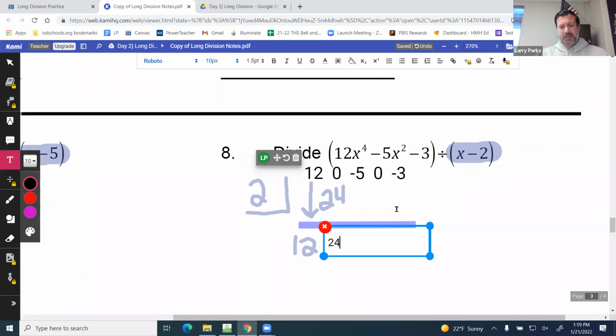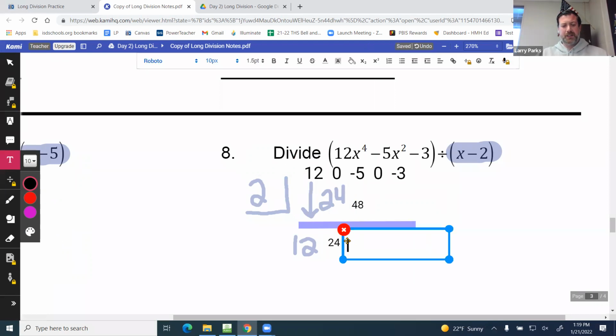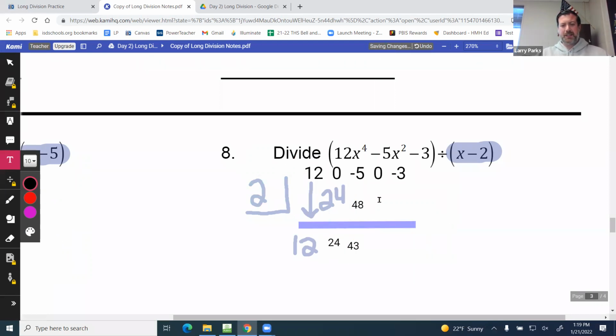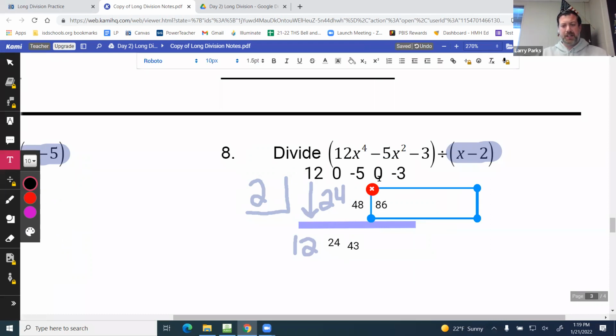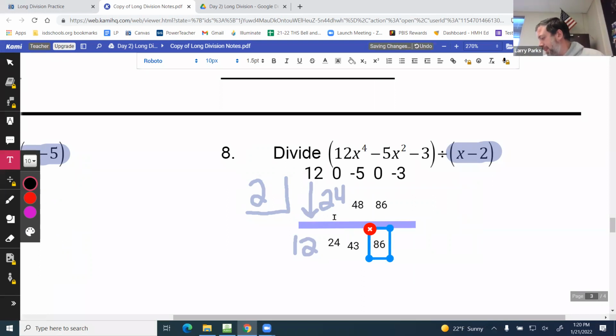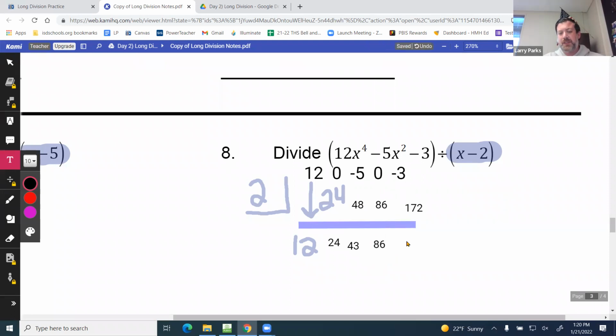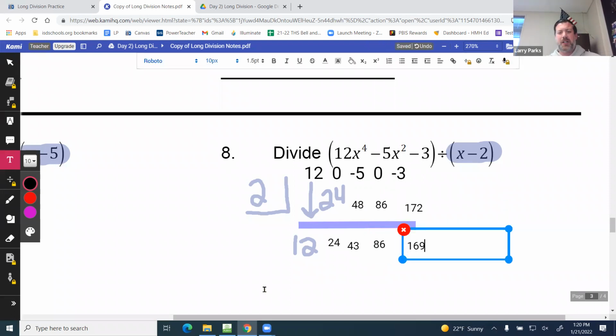Then you take 24 times 2, that's 48. You add those, that's 48. You multiply, that's 96. You add 0 plus 96. You multiply, and that is 192. You add negative 3 plus 192, that's 189. I just want to check my work real fast.